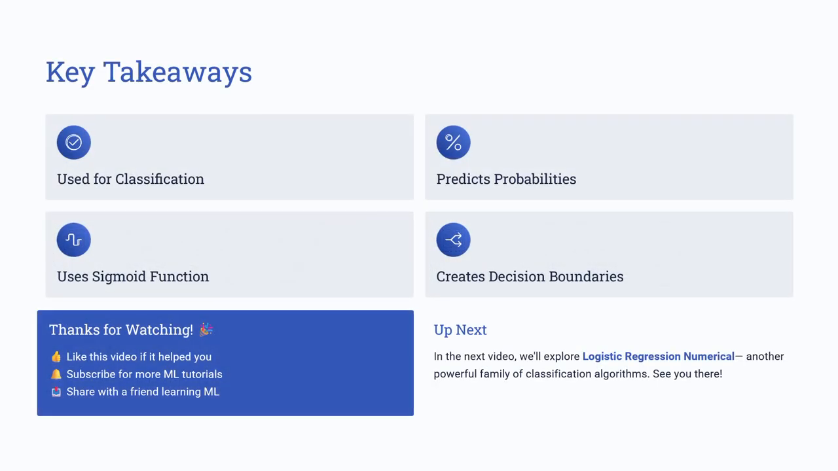Let's quickly recap. Logistic regression is used for classification. It predicts probabilities. It uses the sigmoid function. It creates decision boundaries. It helps solve real world classification problems.